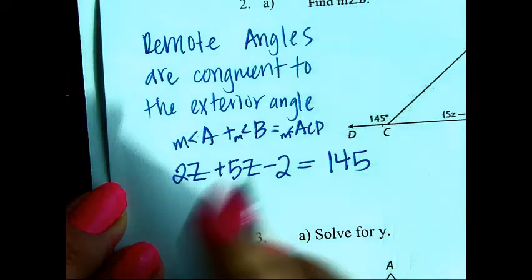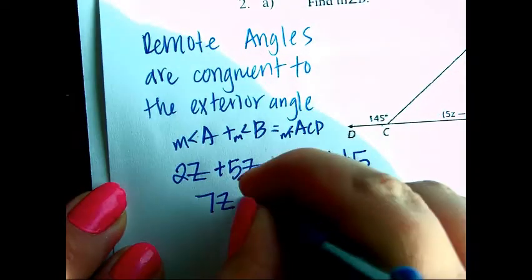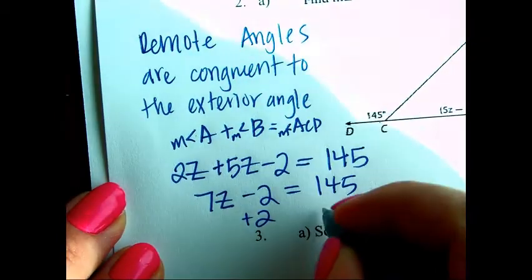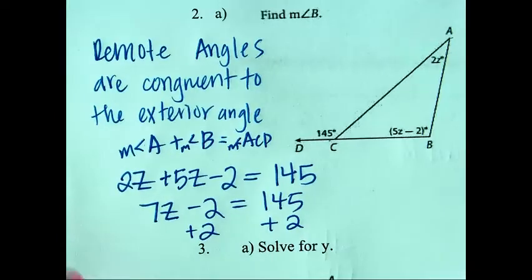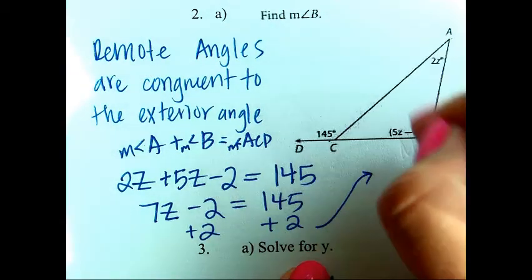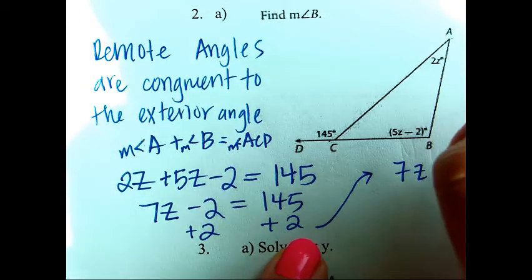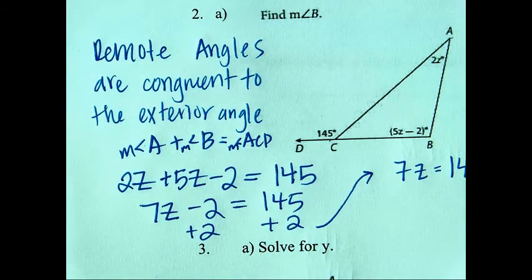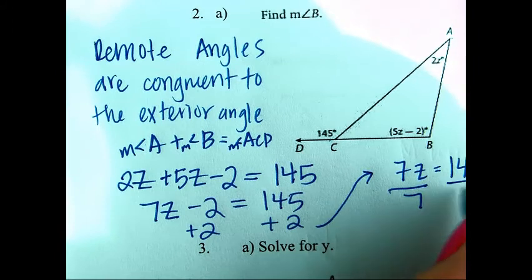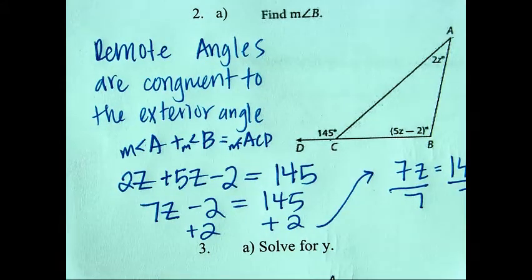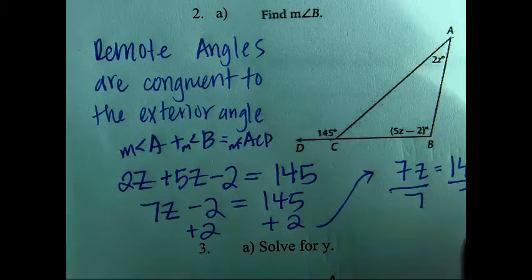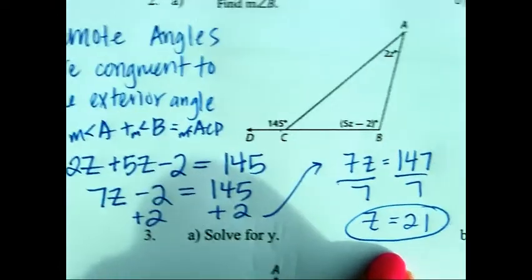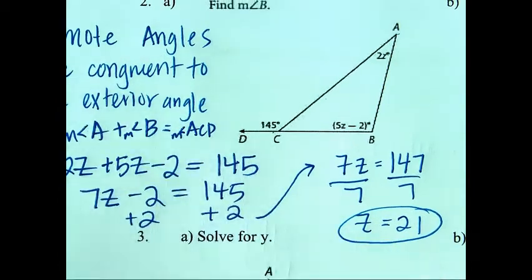So if I combine like terms, I end up with 7Z minus 2 equals 145, and I'm going to add 2 to both sides. So we end up with 7Z equals 147. And when we divide both sides by 7, 147 divided by 7 gives us 21. So Z is 21. But notice, this is Z, but that's not what we were finding.